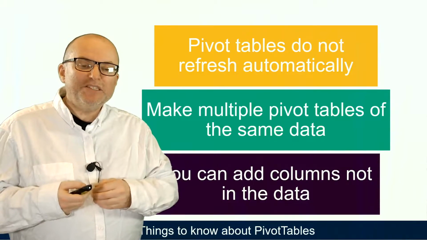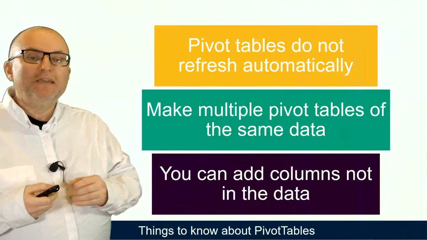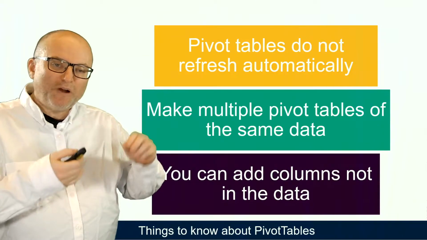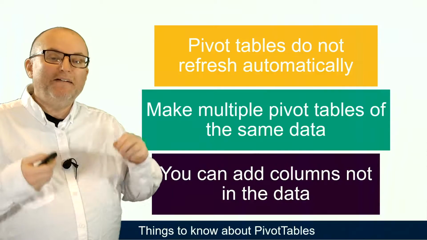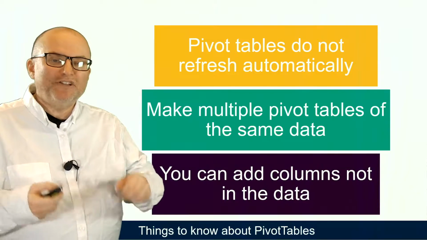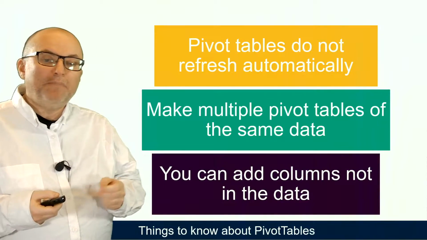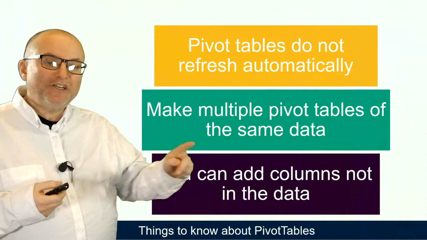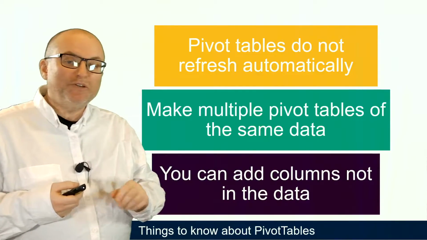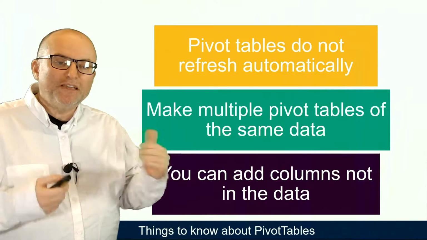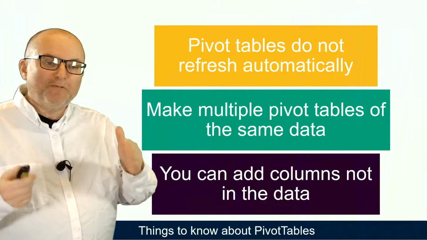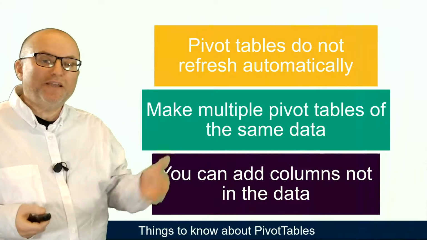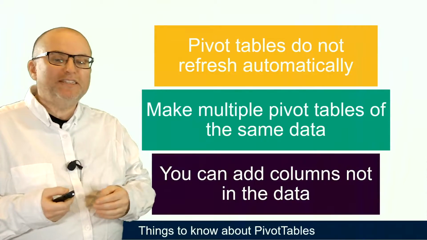So here are some other things to know about pivot tables. They don't refresh automatically, so that's how they're different from formulas. You have to click on the refresh button every time you change your data. But the other thing that you may not realize, you can make multiple pivot tables of the same data. So it's not just the one pivot table that you constantly have to change. You can set one up that works for you and then duplicate it, or just create a new one that has a completely different view of the same data.